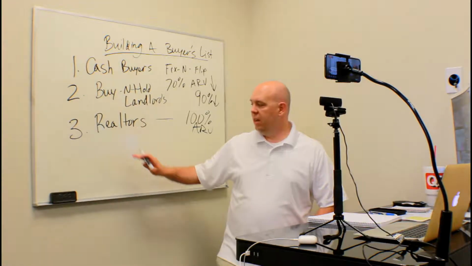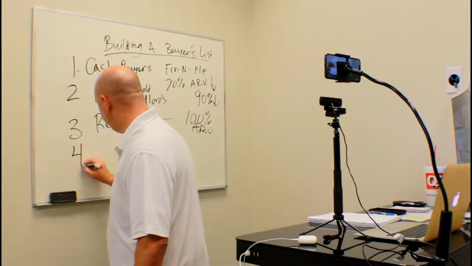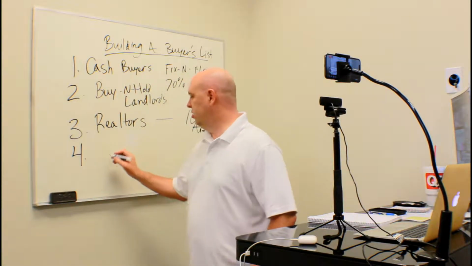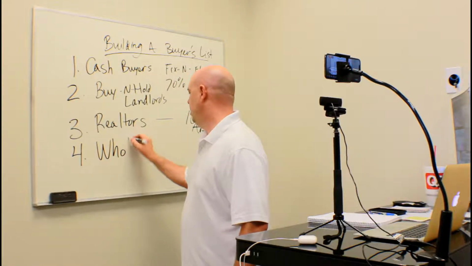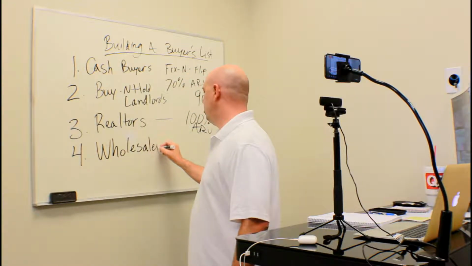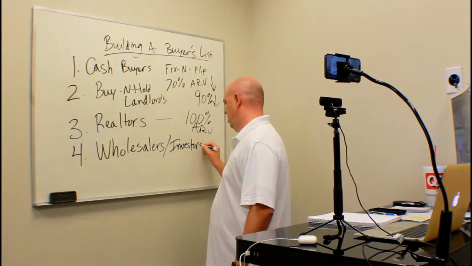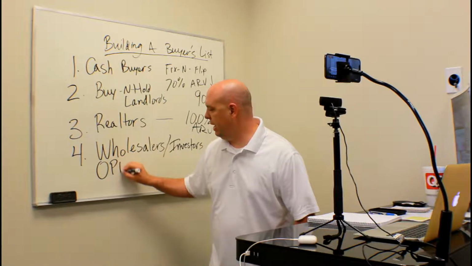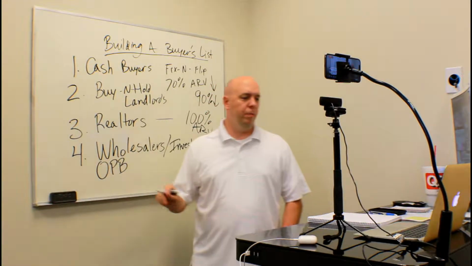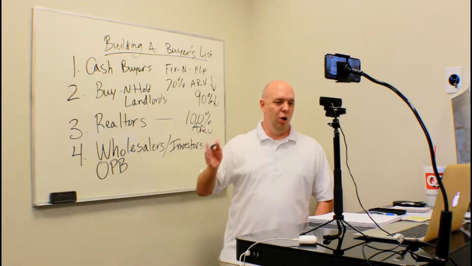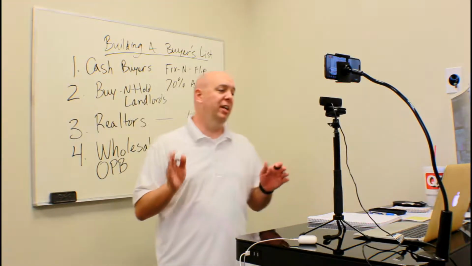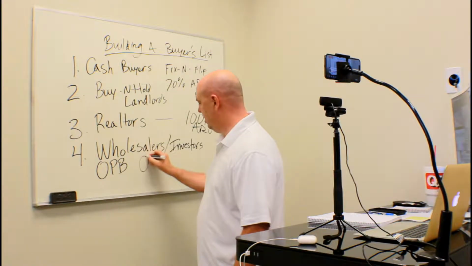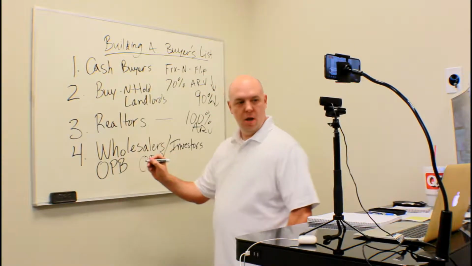And then number 4 here: wholesalers and other investors. Why would other wholesalers or investors be a good one? They got big buyers lists. OPB. You're going to use other people's buyers. OPB, okay? Not to be confused with OPP. So OPP means what? Other people's property.